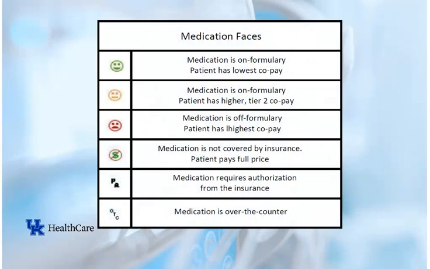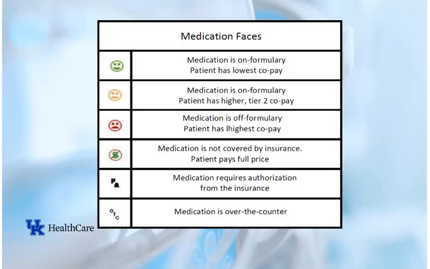A green smiley face indicates that the medication is on formulary with the patient's insurance, meaning that it will have the lowest copay for the patient. A yellow neutral face indicates that the medication is on formulary with the patient's insurance, however, a higher Tier 2 copay may be required of the patient. A red sad face indicates that the medication is off formulary for the patient's insurance, indicating that they will have the highest copay amount for that medication.